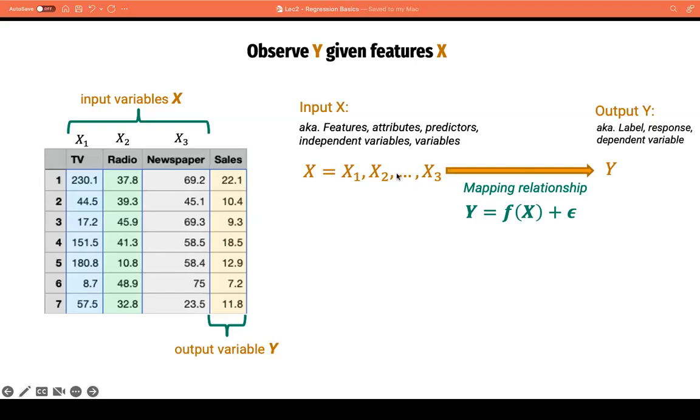So given input variables x, say x sub 1, x sub 2, until x sub d, we want to learn how it affects the output y. This mapping relationship between the input variables and the output y may be expressed in this statement: y is equal to f of x plus the error term. So f is an unknown function of x. And in statistical learning, we will learn how to estimate this function f.